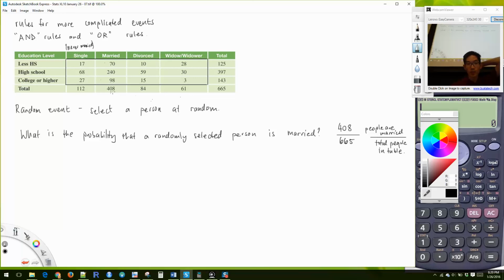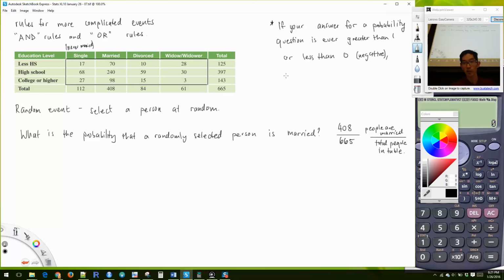If you thought maybe you have to add up the entire column and you added up 408 along with these other numbers, you would get something like 816. Then if you divide by 665, you would end up getting a number bigger than 1. That is one way to know that you've made a mistake. If your answer for a probability question is ever greater than 1 or less than 0, meaning it's negative, you have made a mistake.